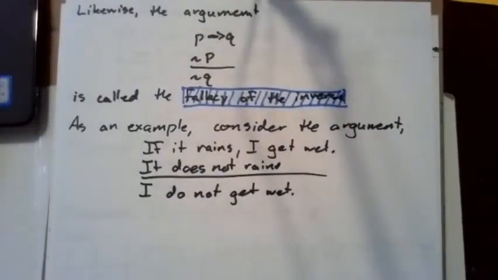Likewise, the argument P implies Q, therefore not P implies not Q, is called the fallacy of the inverse. As an example, consider the statement, if it rains, I get wet. It does not rain, so I do not get wet. This neglects the fact that you can take a shower when it's not raining. It neglects the idea that you could go to the beach and go in the ocean. There are other ways of getting wet besides raining.